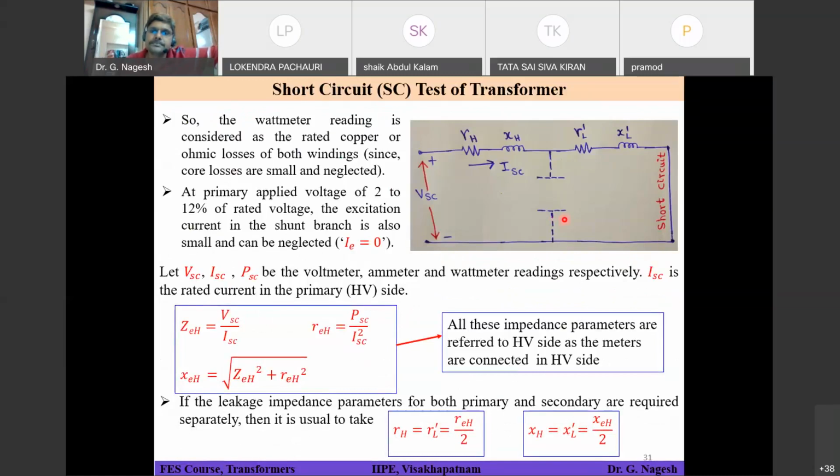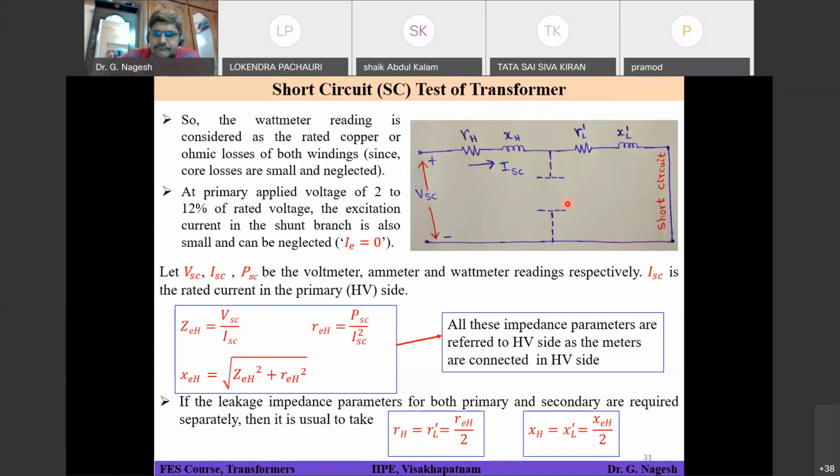Okay sir, then why is there this dotted thing in the circuit? It's open circuit. The shunt branch is there, but it's open circuit. That's all. So that means excitation current is equal to 0. If excitation current is there, it should flow through this branch, but excitation current is very small and we are going to neglect it. So that's why I_E is equal to 0. That means it's open circuit, and open circuit means no current is flowing.